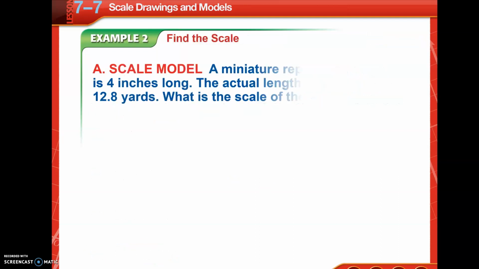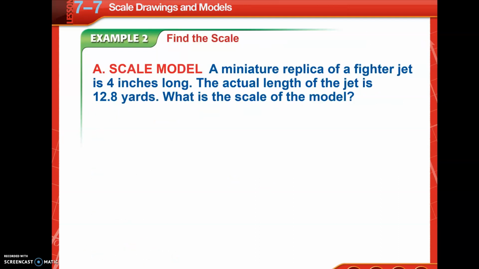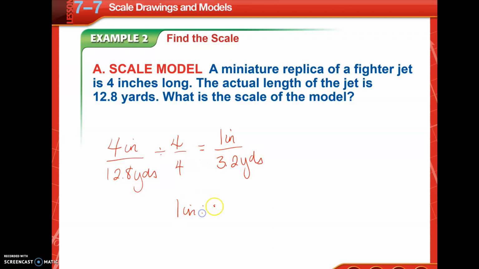Hopefully you set that up and got that. If not, check it and see if you could do that a different way. So a miniature replica of a fighter jet is 4 inches long. The actual length of the jet is 12.8 yards. What is the scale? We want to figure out how many yards per inch. So I have 4 inches for the model over 12.8 yards, and I'm going to divide top and bottom by 4 to figure out how many inches per yard. That gives me 1 inch per 3.2 yards. So that's my scale: 1 inch equals 3.2 yards on my model.